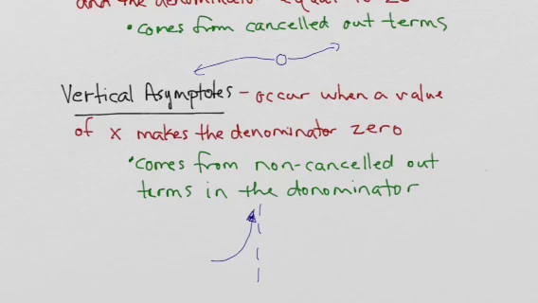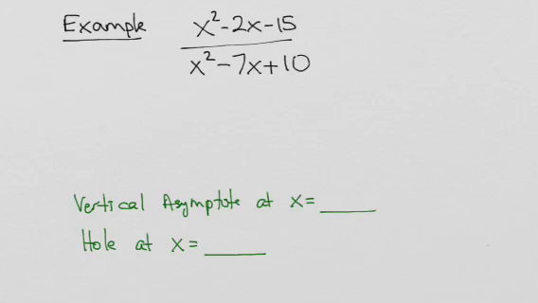All right, so let's take a look at what today's work is going to look like. We're going to have some problems, some rational functions. It means there's going to be variables in the denominator. And we're going to be asked to find the vertical asymptote, which we worked on yesterday. And now let's see if there's any holes.